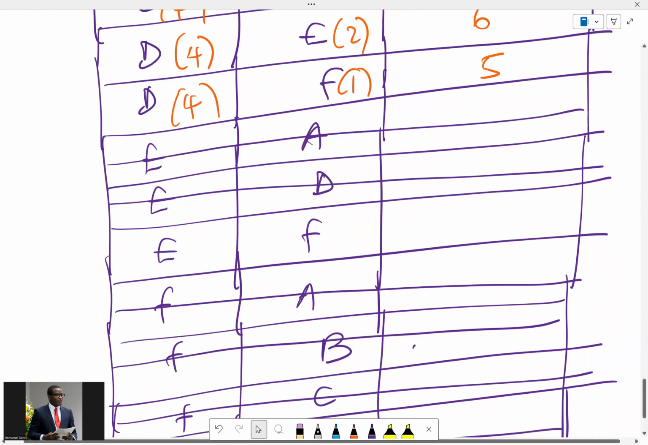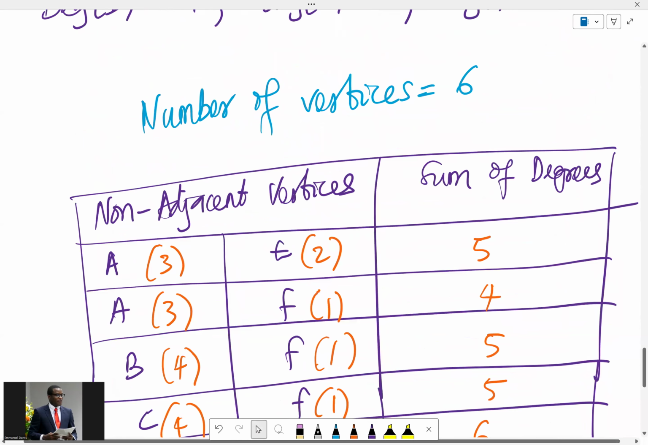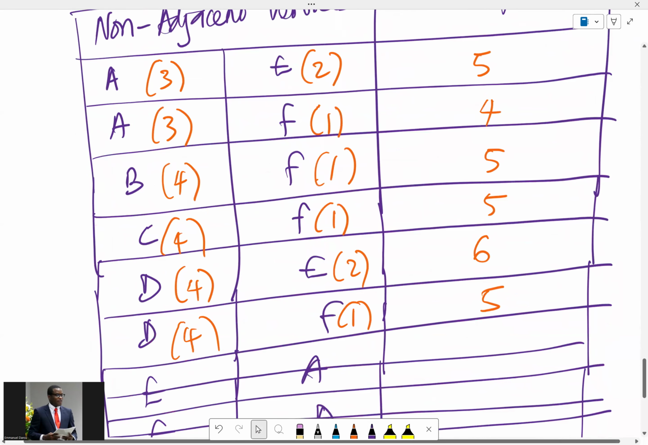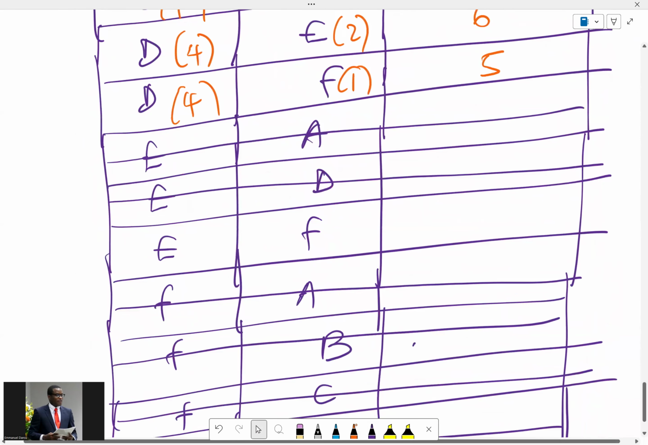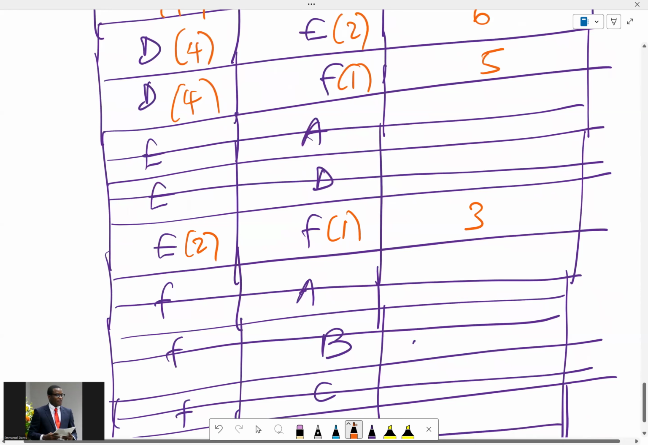Then we have EF left. For EF, we have 2 and 1, which is just 3. So automatically we can say that this graph doesn't contain a Hamiltonian cycle.